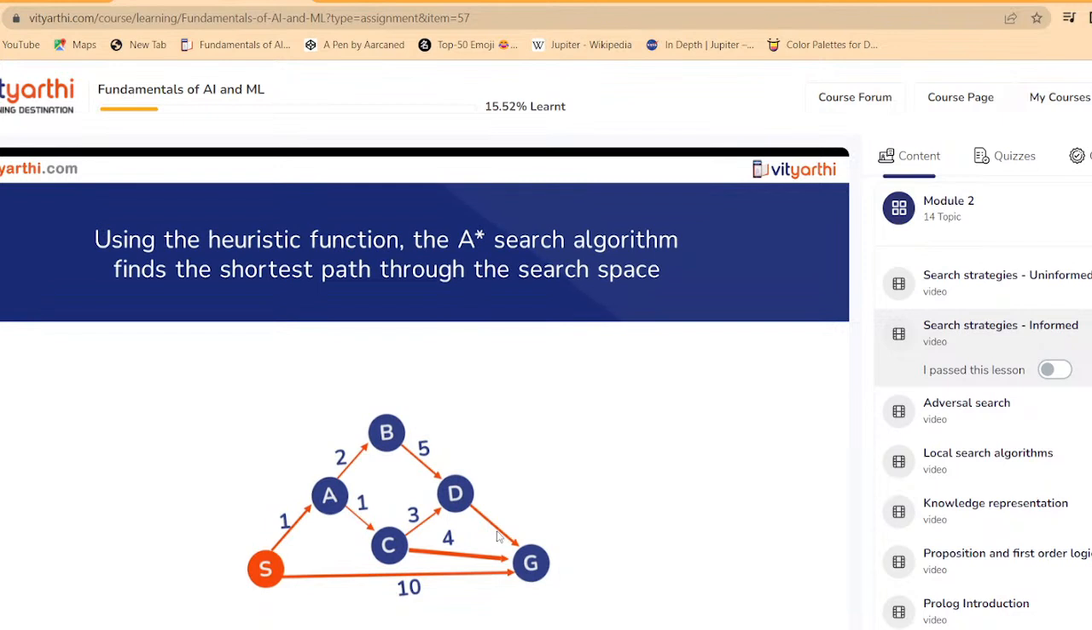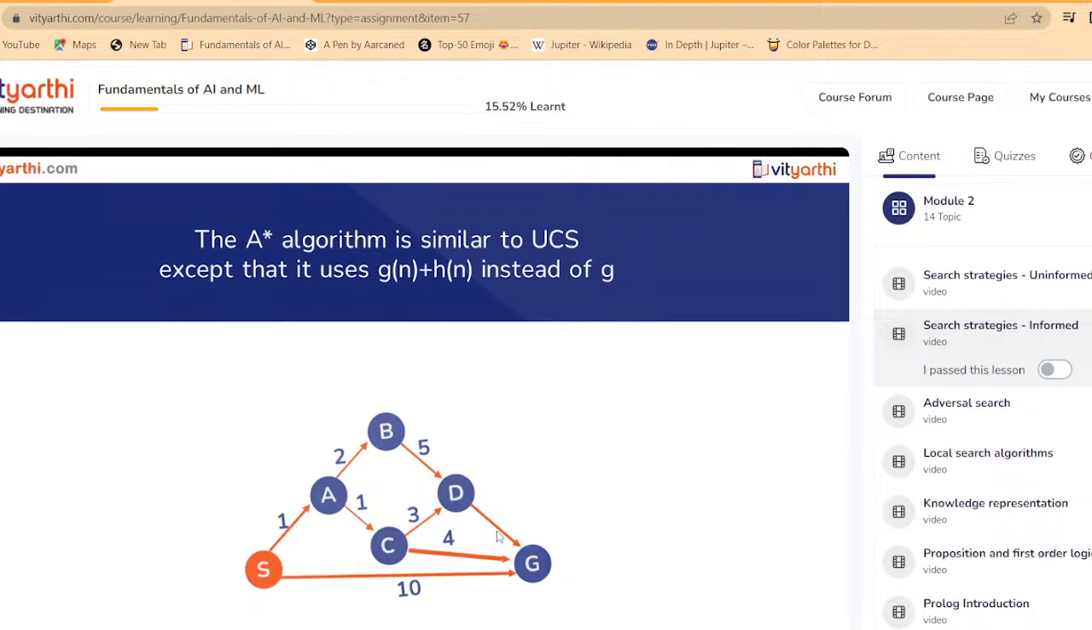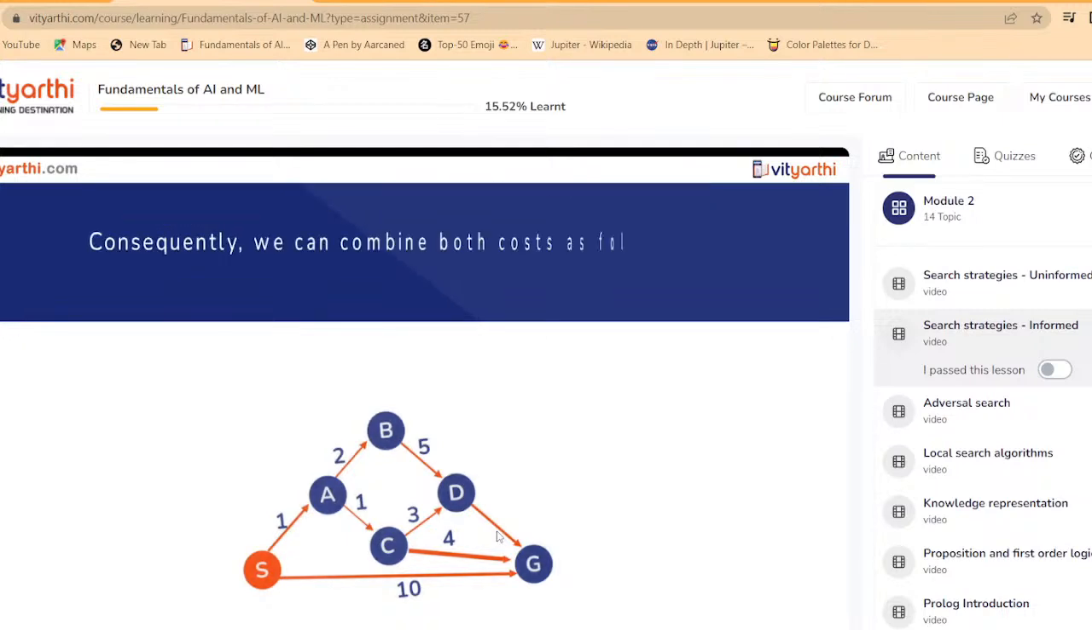Using the heuristic function, the A-star search algorithm finds the shortest path through the search space. This algorithm expands the search tree less and returns optimal results more quickly. So, the A-star algorithm is similar to the uniform cost search algorithm. In the A-star search algorithm, the search heuristics and the cost of reaching the node are employed. Consequently, we can combine both the costs as the fitness number.